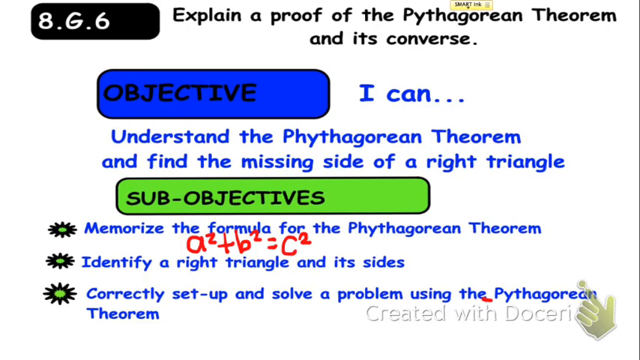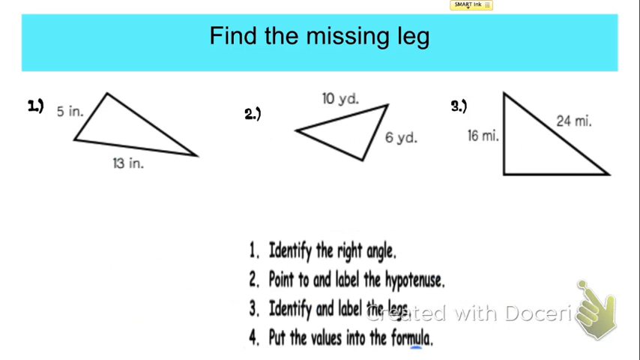Okay, so then the next sub-objective is to identify the right triangle and its sides, and then correctly set up and solve a problem using the Pythagorean Theorem. Okay, so we're going to do 3 problems here.